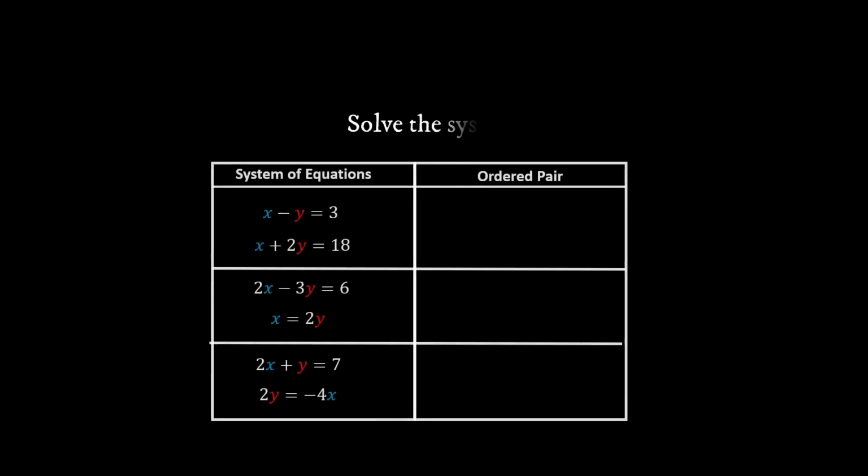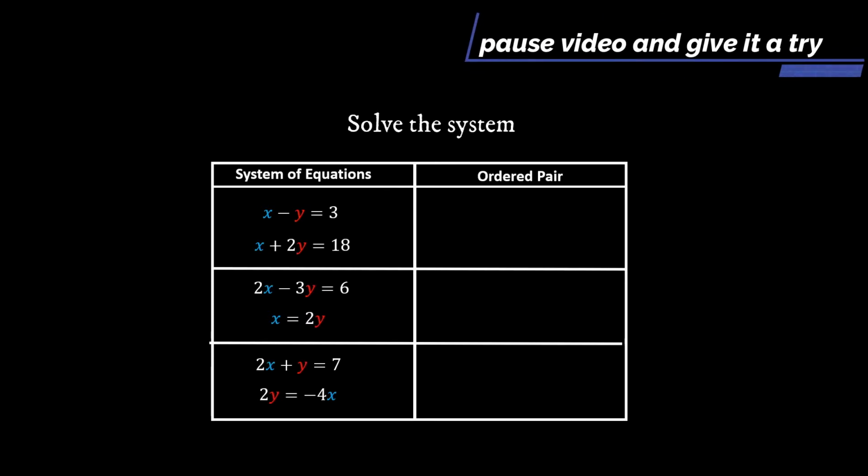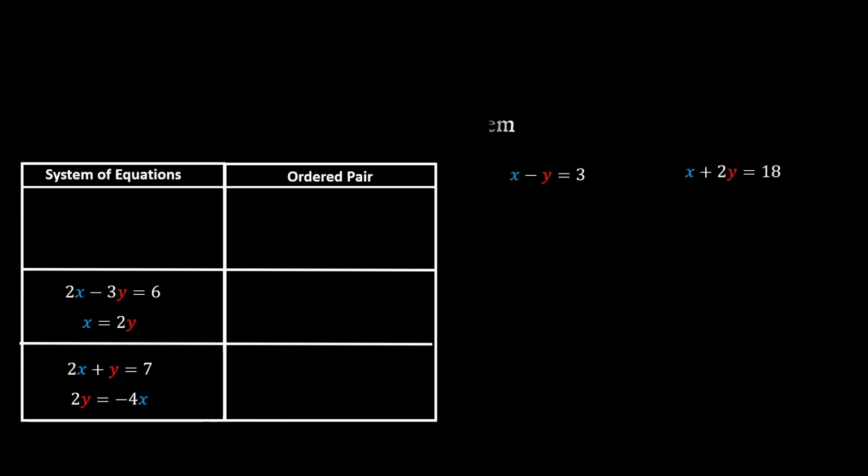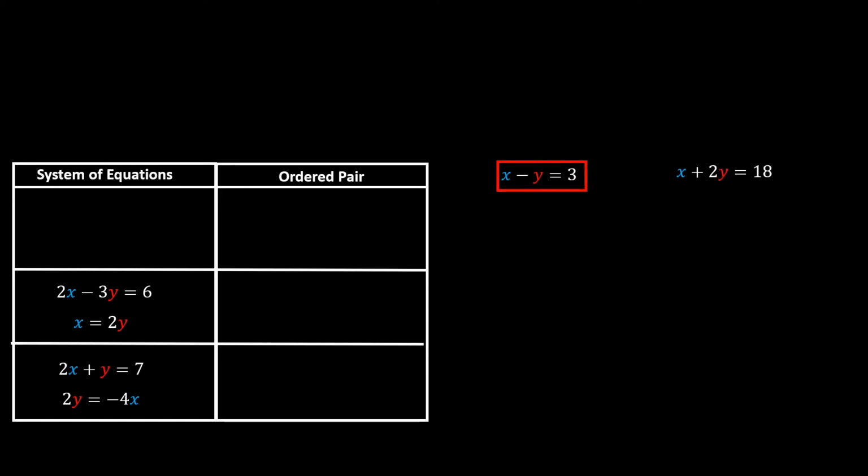In this video, we'll be solving systems of linear equations by substitution. Let's do some examples. Let's look at the first equation and solve for the variable y. To do this, let's subtract both sides by negative x to get negative y is equal to negative x plus 3. We can divide both sides by negative 1 to get y is equal to x minus 3.